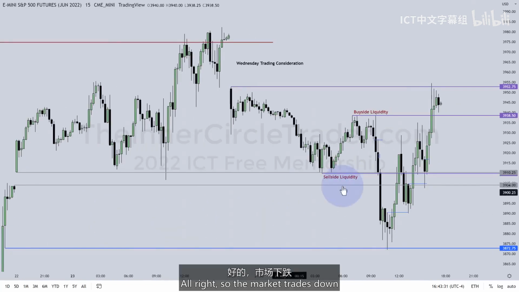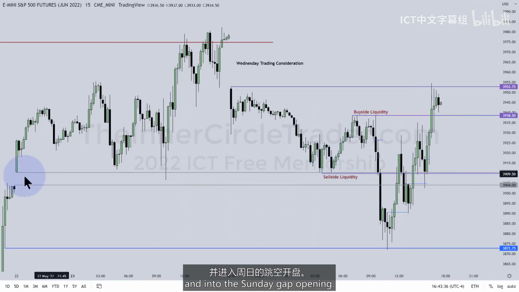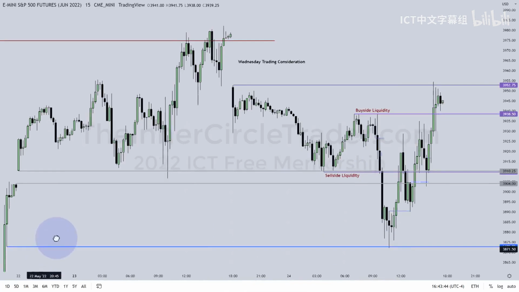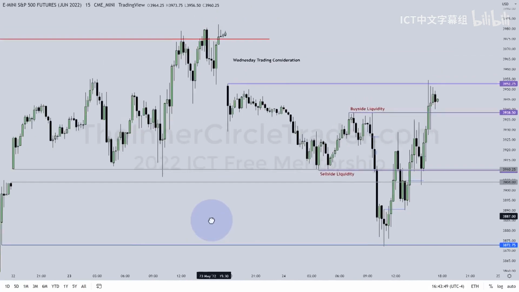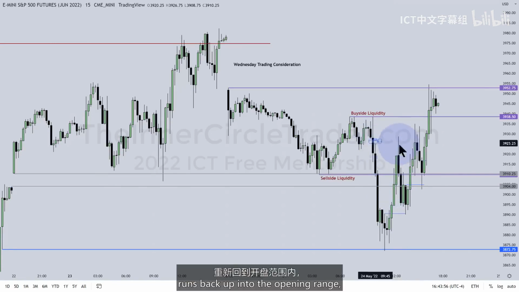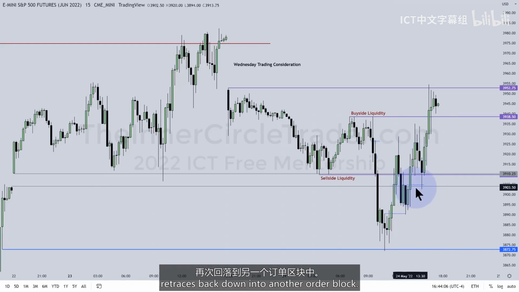All right, so the market trades down below the sell side here and into the Sunday gap opening. We traded through it all the way down to another fair value gap. Hits that there, comes back up, runs back up into the opening range, drops once more into an order block, rallies, takes a short-term high, retraces back down into another order block.